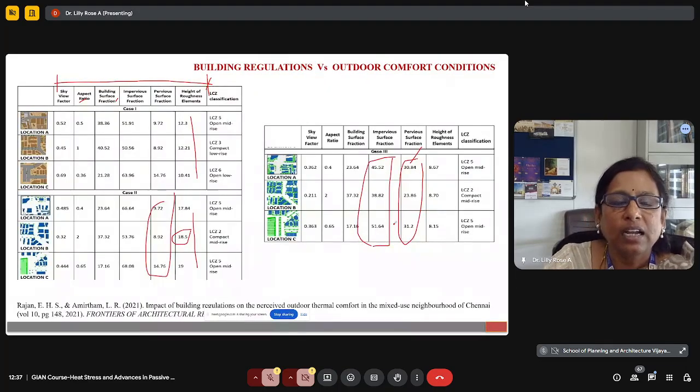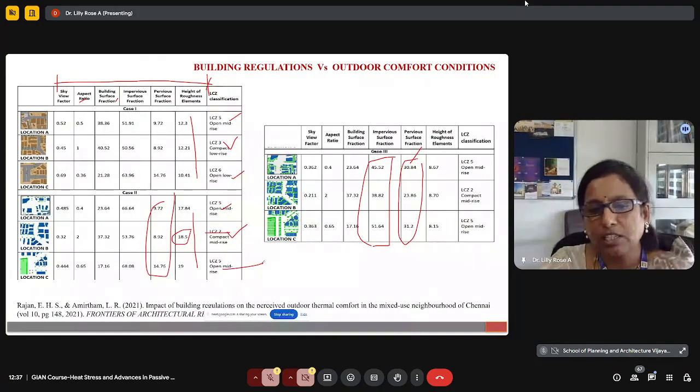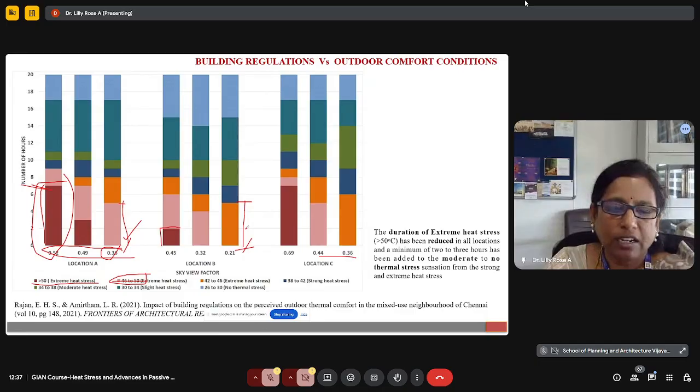So if you see here, the LCZ classification varied with varying the building regulation. This was open mid-rise, and location A remained open mid-rise, but locations B and C, which were compact low-rise in the existing condition, were modified to compact mid-rise because of building height, and the open low-rise in location C has modified to open mid-rise because we had increased the building height but then increased the pervious fraction. So the local climate zone classification also varied, and that will have an impact on the enhanced comfort conditions.